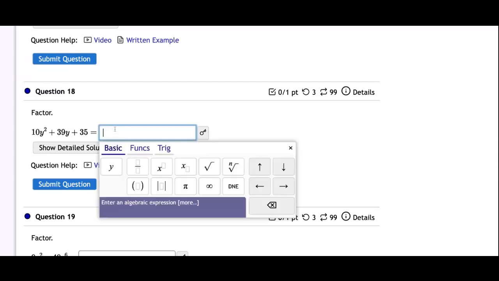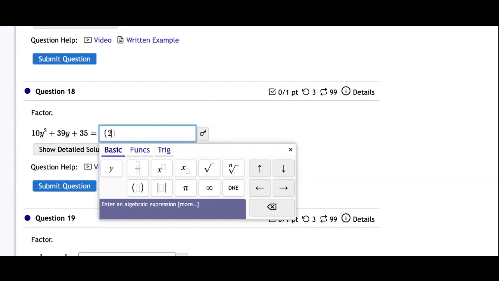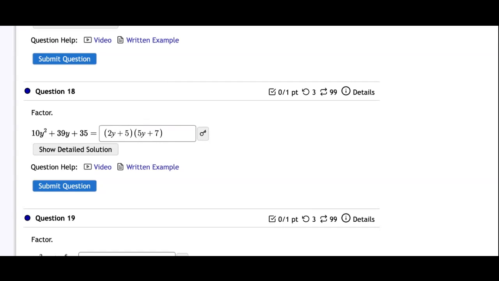For this one in here, you do the same thing, right? So maybe you do 2y plus 5, then 5y plus 7. Then you see if this works. 2y times 7, that gives you 14. 5 times 5, 25. Bingo, that's also right.